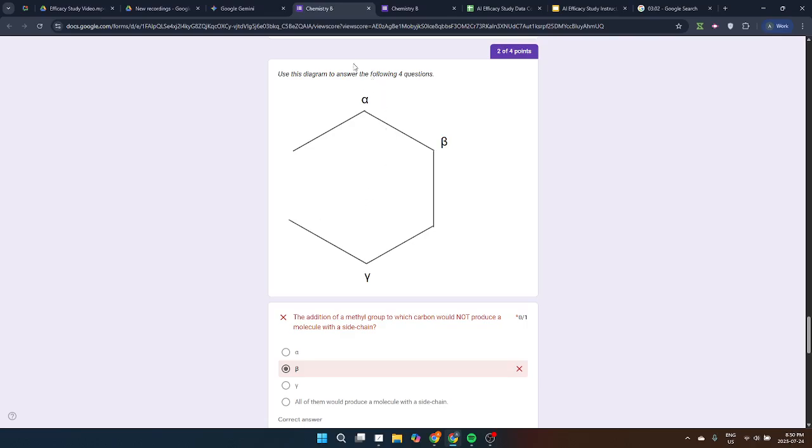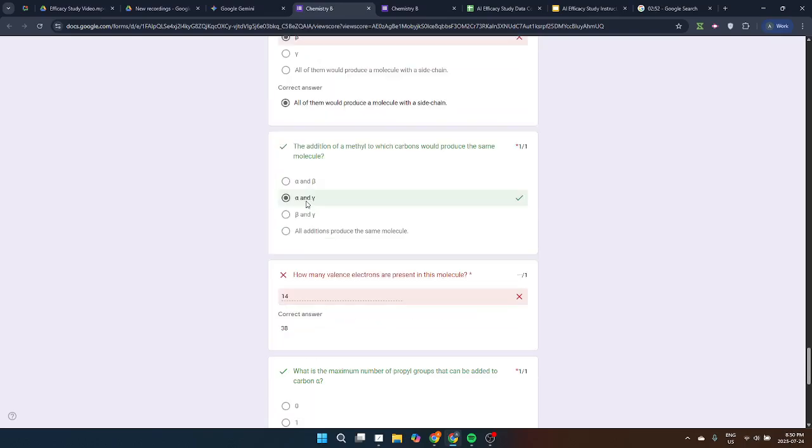Yeah, because no matter where you add a methyl group, this will become a side chain, this will be a side chain, and the methyl group you add itself will become a side chain for beta here, and so it should be all of them.